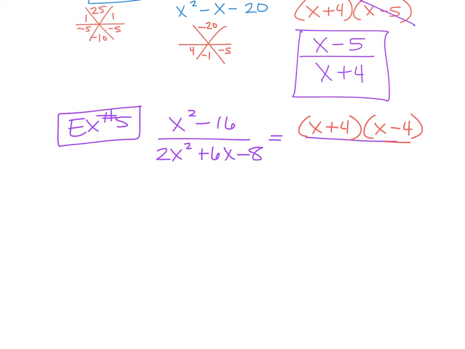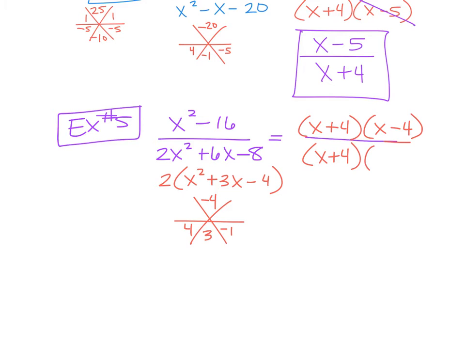What do you got to do on bottom? You got to factor out the GCF first. So it's going to be 2 times x squared plus 3x minus 4. So if you do star method here, what can you multiply to get negative 4 that you can add to get 3? And what do you get there? 4 and negative 1. So this would be x plus 4 and x minus 1. Where do you have to be careful on this one? The 2. Don't forget about that 2. You factored out a 2 at the beginning, so make sure you put that 2 in there.